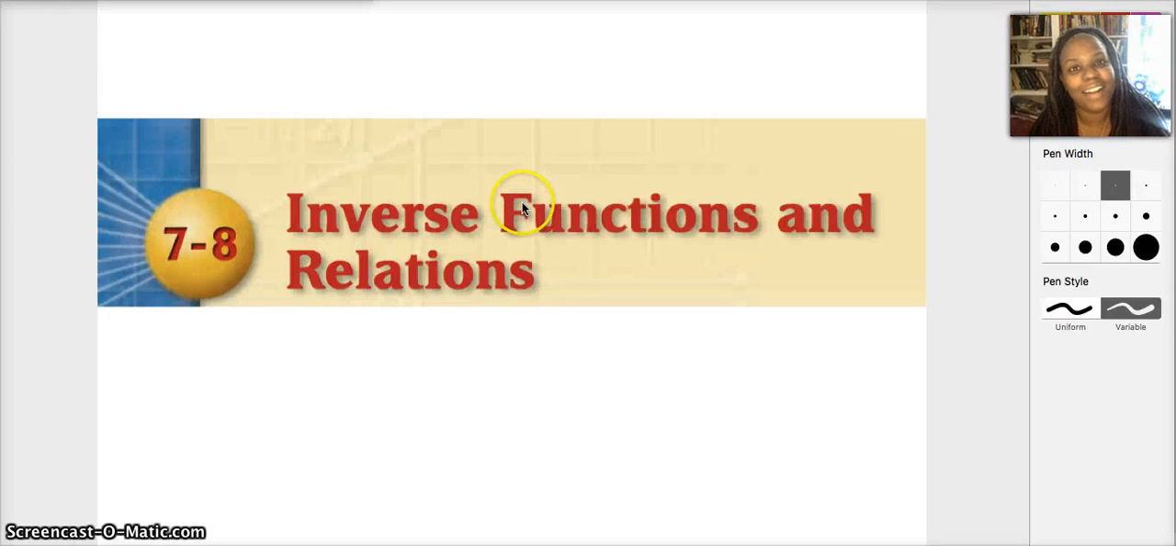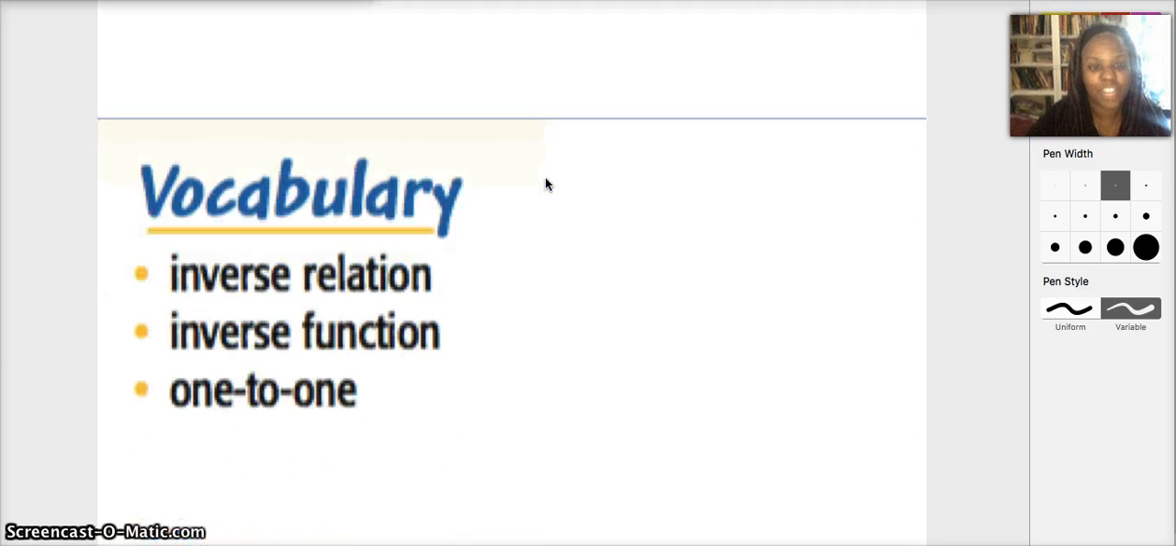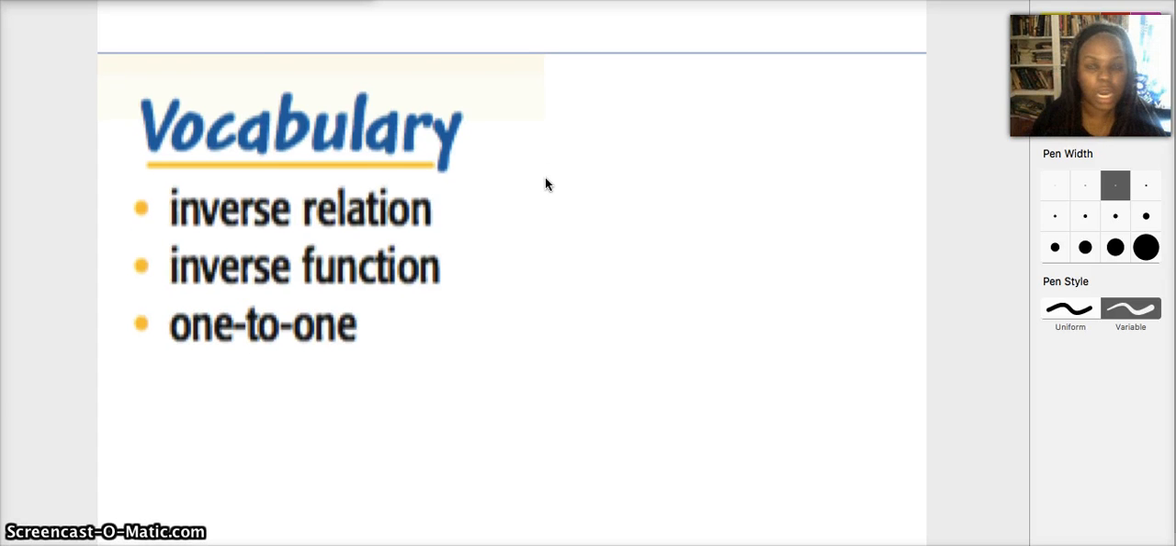Hey there, we are in chapter 7 and we're looking at section 7-8. We've got one more section to go in this chapter and we're going to talk about inverse functions and relations. You remember last time we were together, we discussed composite functions, f of g of x or g of f of x. That knowledge is going to be really required for you to understand what's happening in this section. So let's go ahead and talk about relations and functions and their inverses.